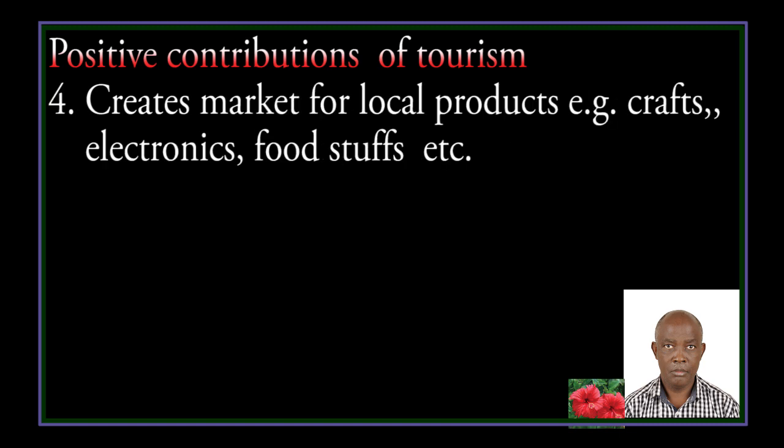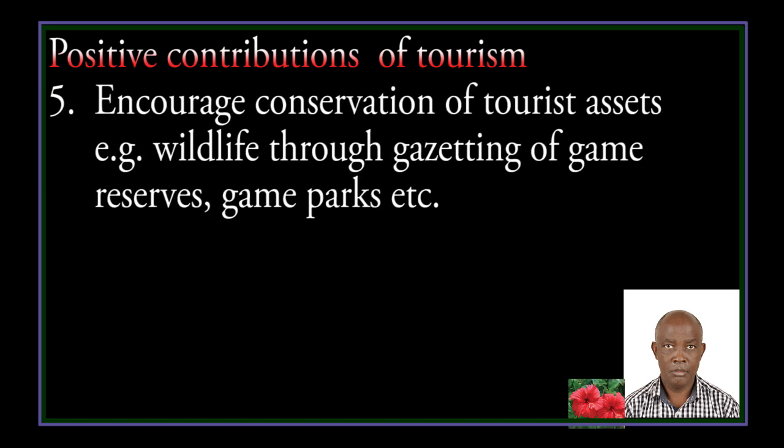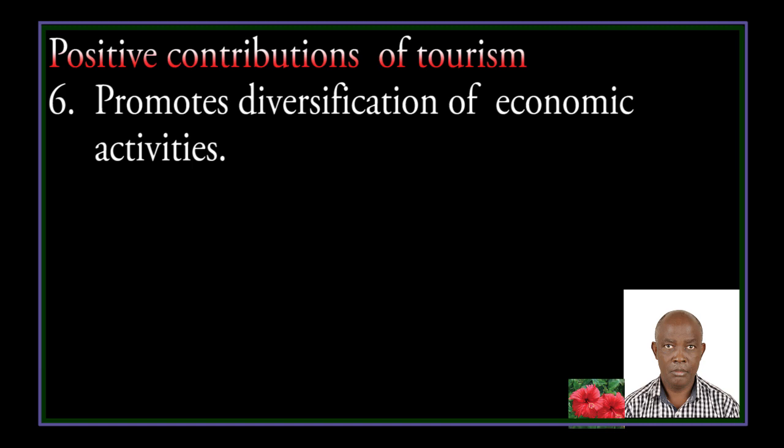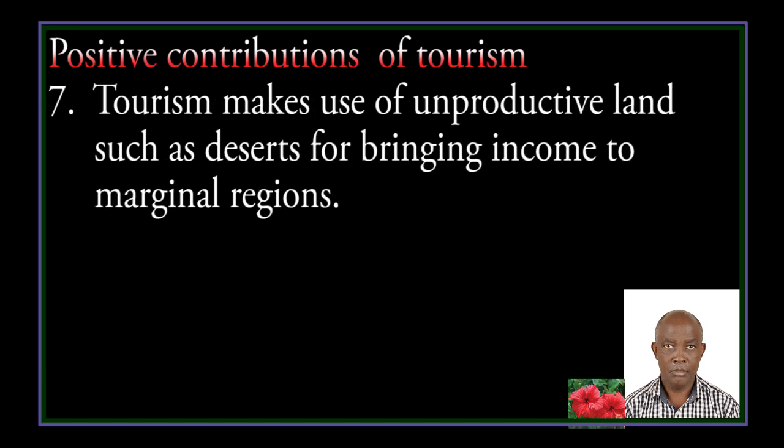It creates a market for local products such as crafts, electronics, foodstuffs, and so on. It encourages conservation of tourist assets, for example, wildlife, through gazetting game reserves, game parks, and so on. It promotes diversification of economic activities. Tourism makes use of unproductive land, such as deserts, bringing income to marginal regions.